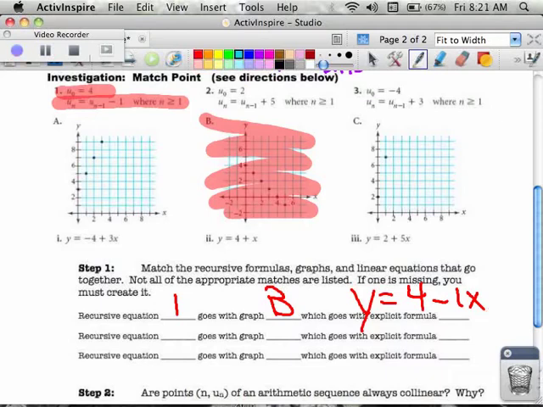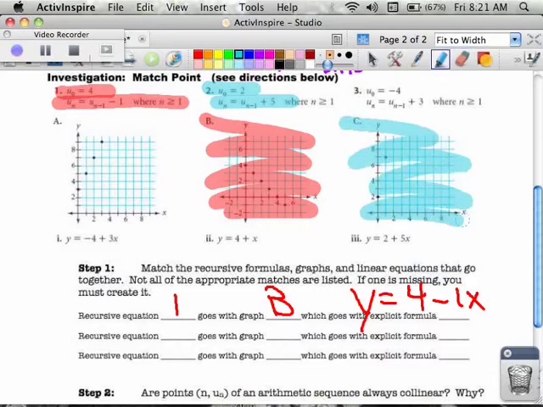Number 2. Start at 2 and go up by 5. Do any of those match? C looks like it matches. Graph C looks like it matches.